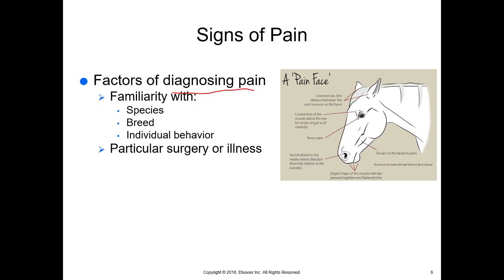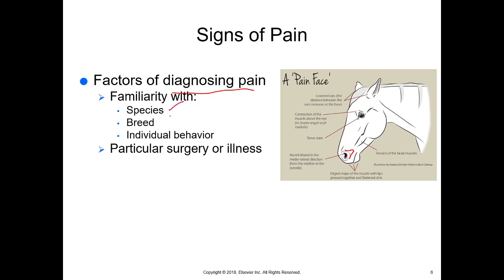The muscle above the eye is contracted. They've got more of a tense stare. Their nostril is dilated out in this medial to lateral direction from the midline just to the outside. Their muzzle is flattened and their lips are pressed together, and they've got tension in their facial muscles. If you can't recognize that, you just need to watch more horses.